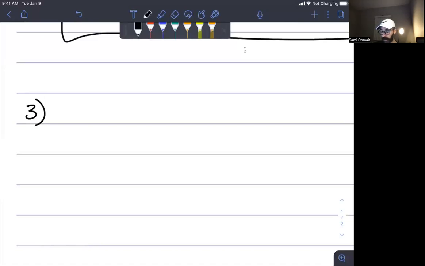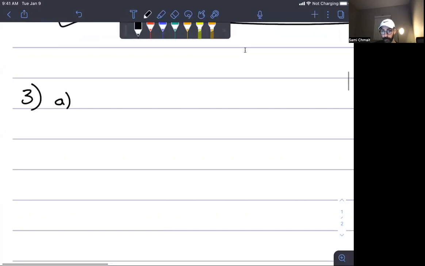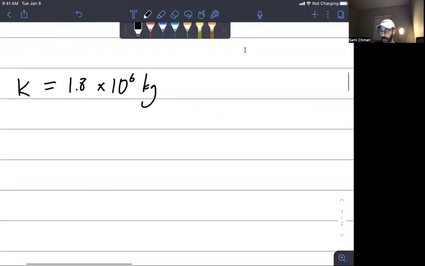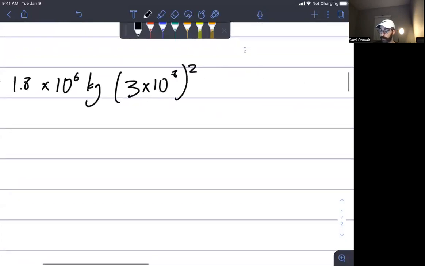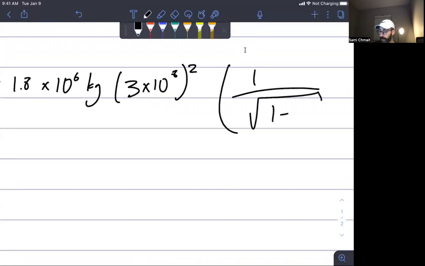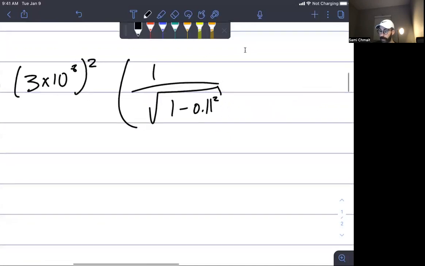Calculating kinetic energy is the same thing we just did in the previous one, where I'm going to factor out that MC squared, and plug in the mass and the speed of light. So K is equal to 1.8 times 10 to the 6 kilograms times 3 times 10 to the 8 squared, and then times 1 over the square root of 1 minus 0.11 squared, minus 1.